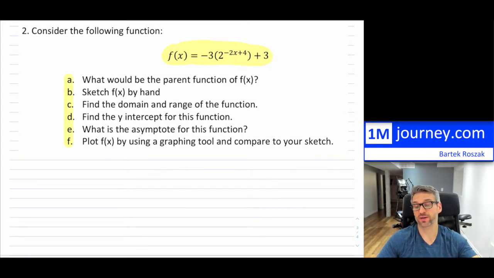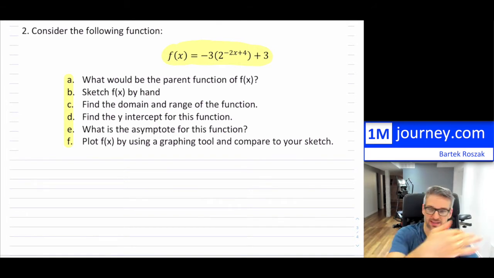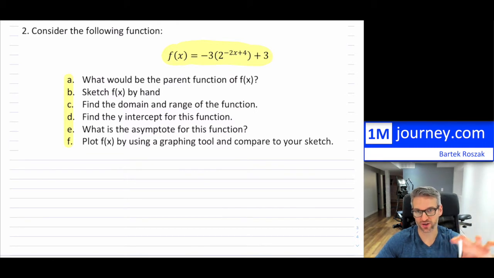Remember, exponential functions do typically have an asymptote if they're just exponential on their own. Then the last one is plot f of x by using a graphing tool and then compare it to your sketch. I know on a test, most of the time you may not have that part f. You might have a to e, where you have to do it by hand. But here, let's actually graph it as well so that we can compare and then talk about this function.